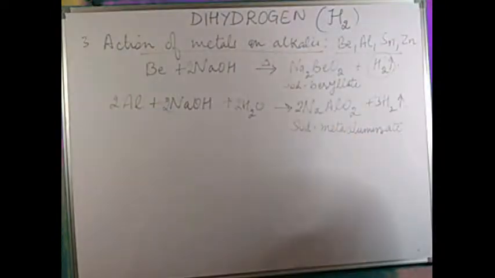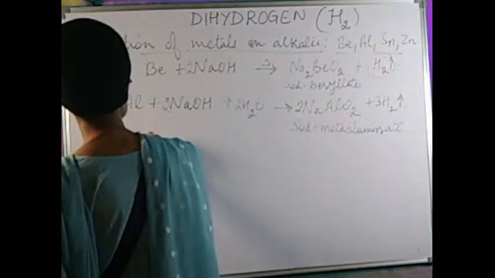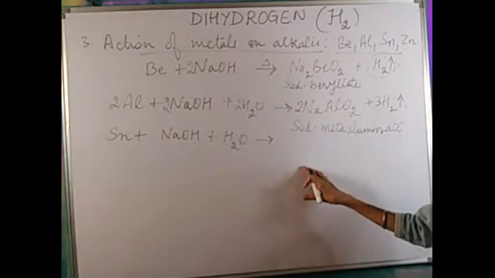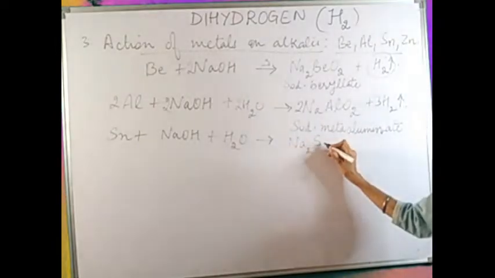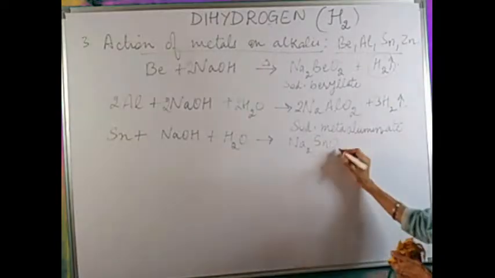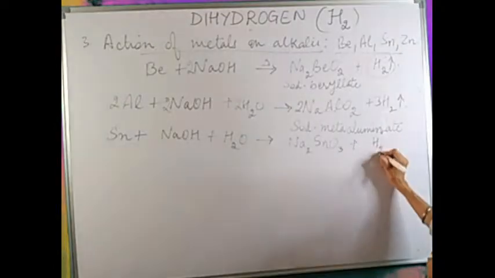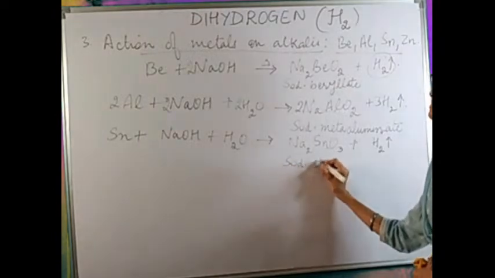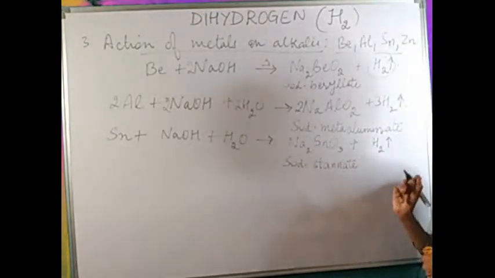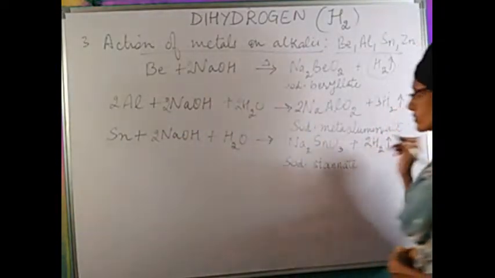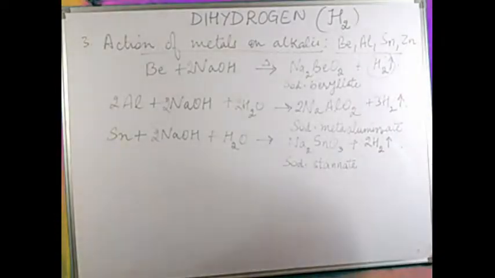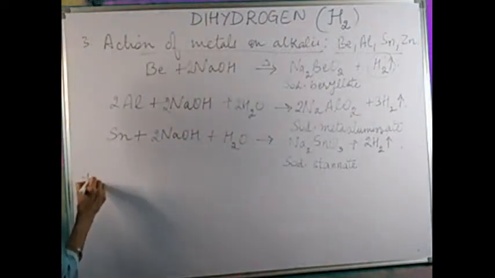Similarly, tin also reacts with sodium hydroxide in the presence of water, means aqueous sodium hydroxide. Here the salt formed will be sodium stannate, Na2SnO3, plus dihydrogen is formed here. So this is the action of metals with alkalis. The next method we are discussing is the action of metals with acids, which is the most common method.